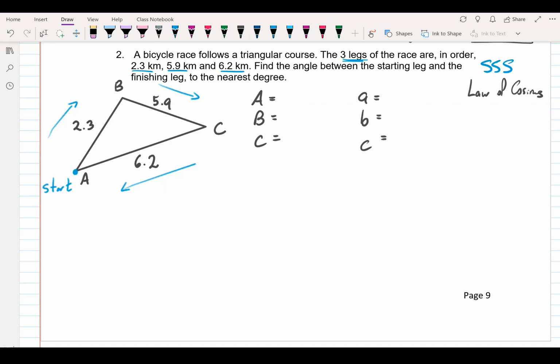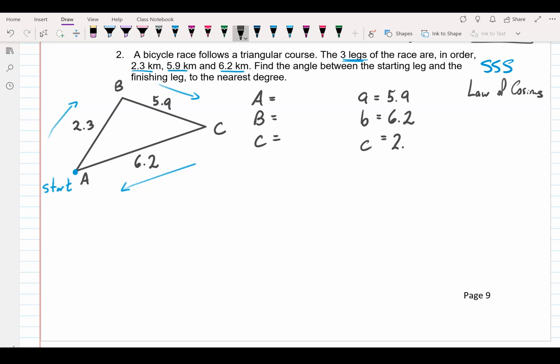So I almost trapped myself there. I was reading the numbers off the question, but I wasn't paying attention to my actual triangle. So angle A is related to side A. So side A is actually 5.9. I almost tripped up there. That was really close. B, 6.2.